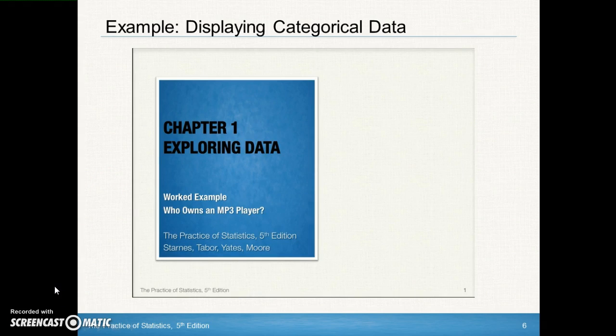Hi, this is Jason Molesky. In this example, we'll take a look at how to construct a bar graph for a set of data. We'll also see whether or not a pie chart would be appropriate for that same set of data.